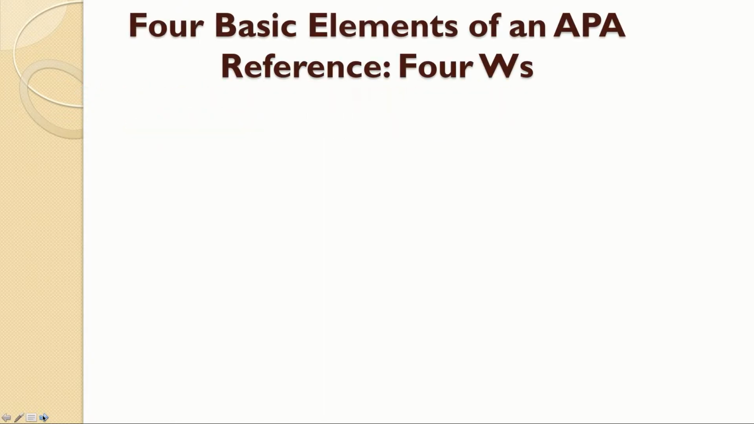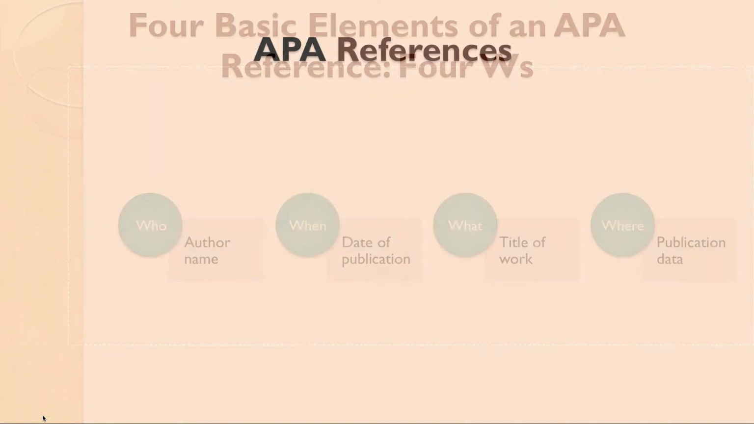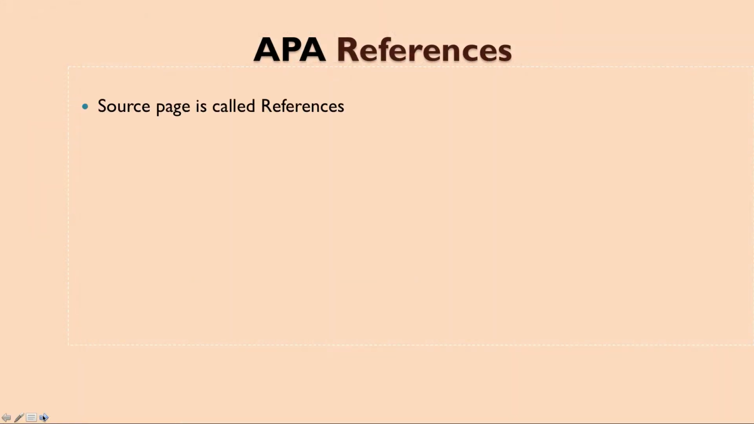So there's 4 basic elements of what goes on your reference page, and we call it the 4 W's: author name, date of publication, title of the work, and publication data. And this can take various forms. The source page is called references.